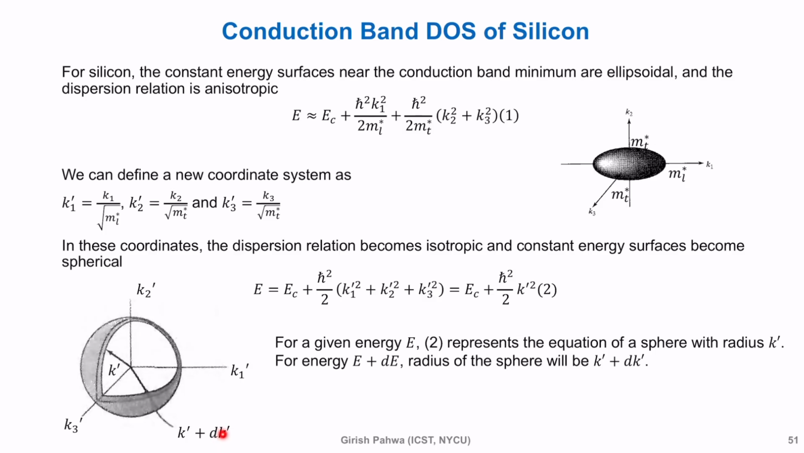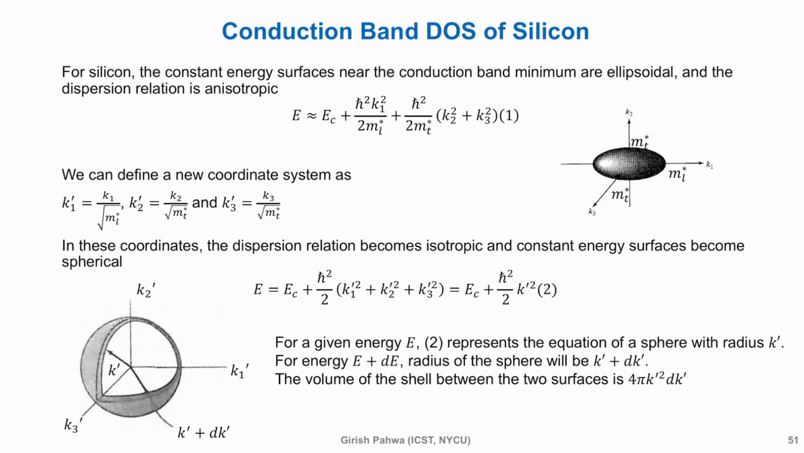So now we go along the same lines. Calculate the volume of this spherical shell. What will that be? That will be 4 pi k dash square dk dash. I need to know the volume of the small cuboid that corresponds to one k dash point. For that I would want to know the spacing between the k dash points. For the k points, it was 2 pi by L1, 2 pi by L2, 2 pi by L3 for k1, k2 and k3.